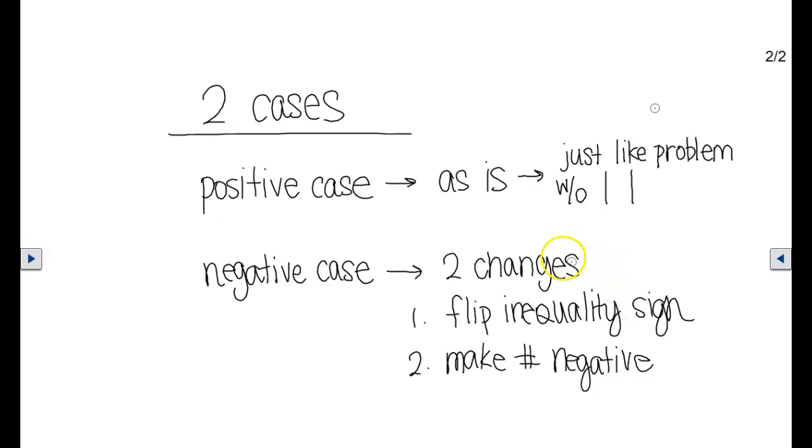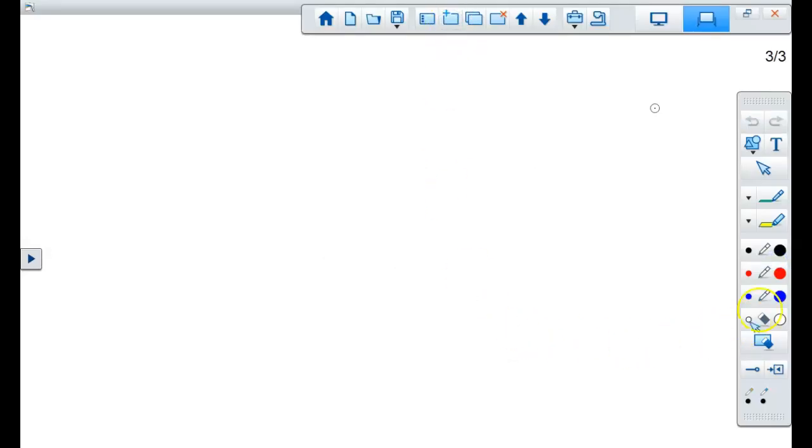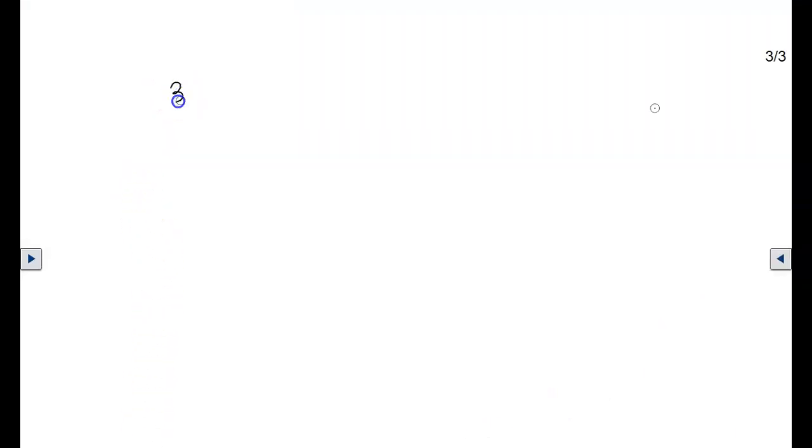Your positive case will always be an as is, so just like the problem without absolute value bars. Your negative case, you're going to make two changes in it. You're going to flip the inequality sign and make the number negative. These will be and or inequalities. These will be compound. And you know, graphing them will help you to decide which it is. All right, so there's our basic introduction. That'll get us started. Now let's start to put some other things into these problems.